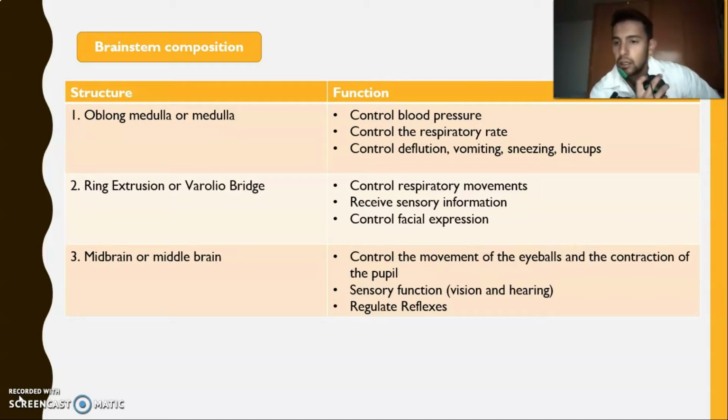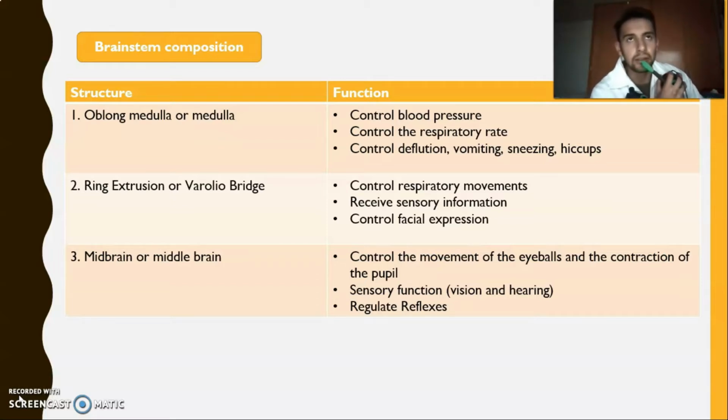The number one is the medulla oblongata, and its function is to control blood pressure, to control the respiratory rate, and to control swallowing, vomiting, sneezing, and hiccups. Now, the second one is the pons or bridge. Its function is to control respiratory movements, to receive sensory information, and to control facial expressions.